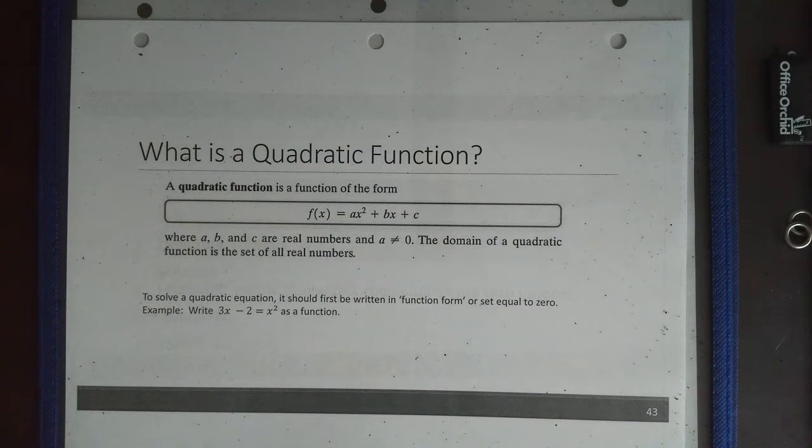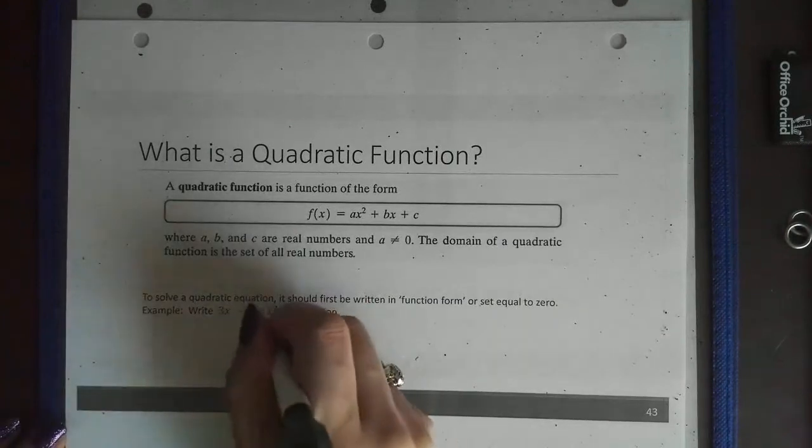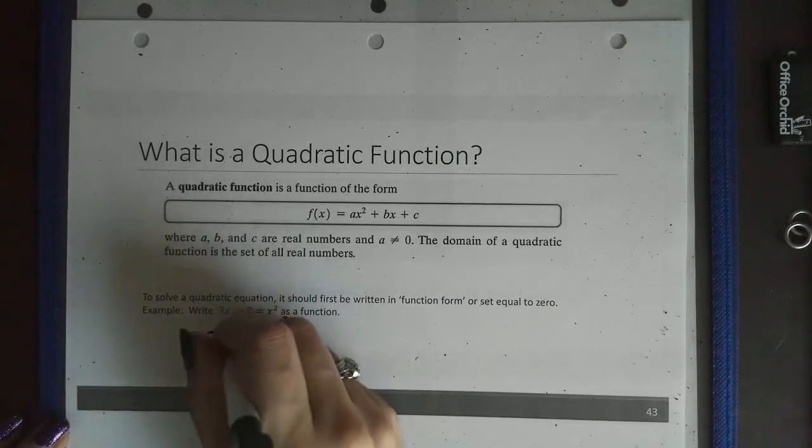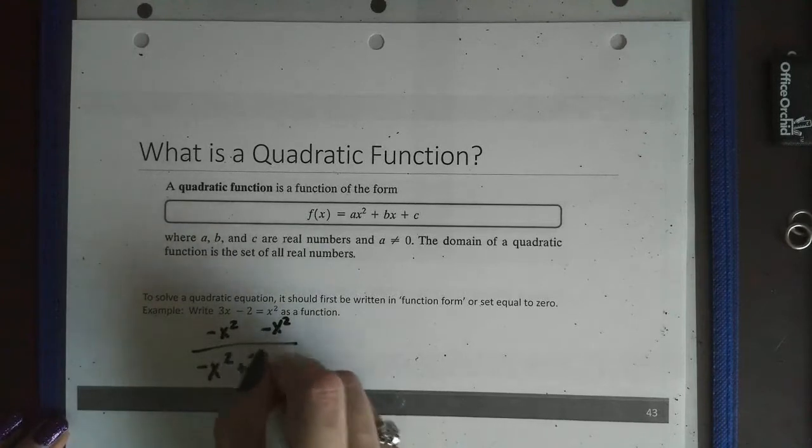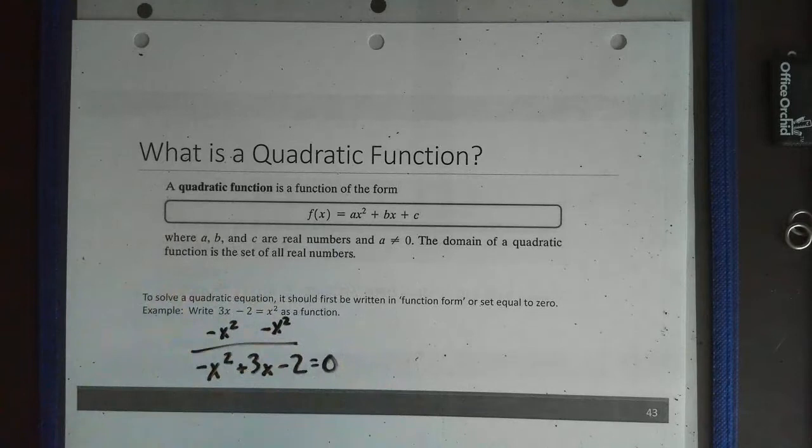And the first thing that we're going to focus on is writing quadratic equations so that they're set equal to 0. Because when we want to solve a quadratic equation, it first needs to be written in function form, which is where it's set equal to 0. So for this first example, we want to write 3x minus 2 equals x squared as a function. The easy way to do this would be to subtract x squared from both sides of the equation. That would give me a negative x squared plus 3x minus 2 is equal to 0.